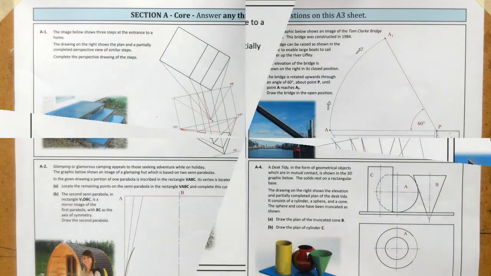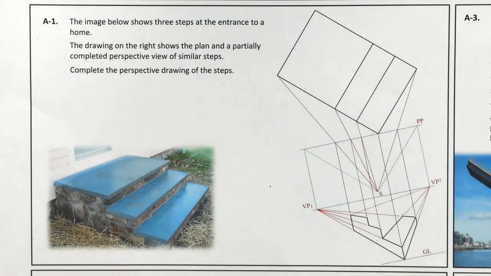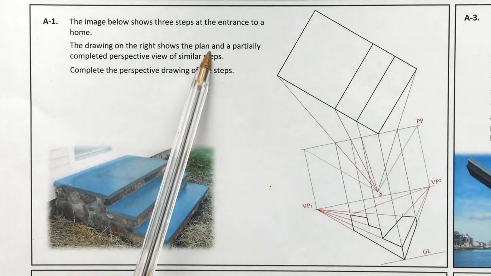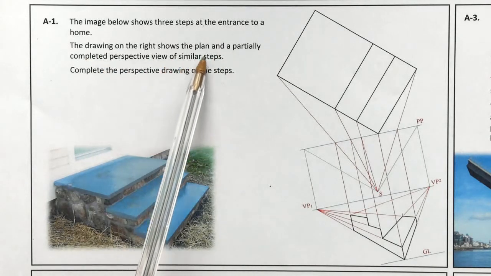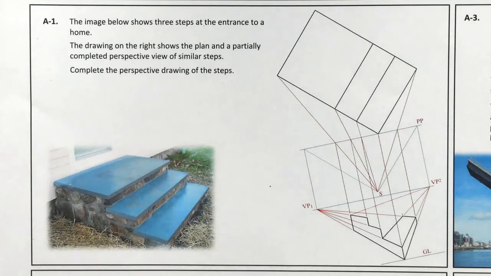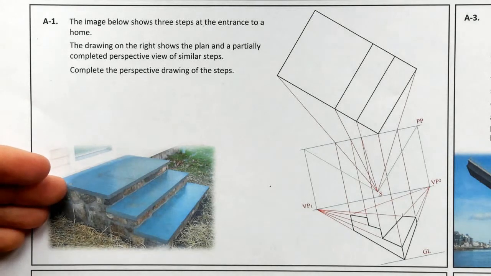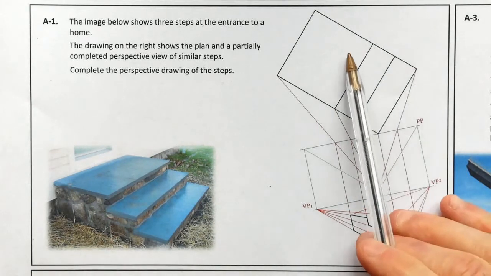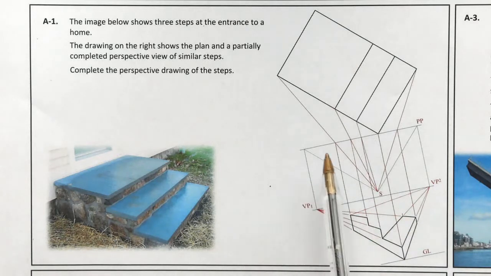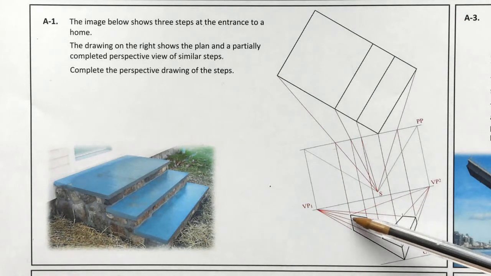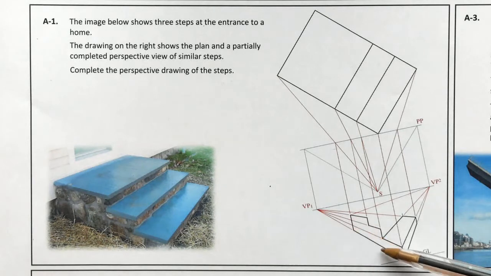Okay. So for question A1, it says the image below shows 3 steps at the entrance to a home. The drawing on the right shows the plan and a partially completed perspective view of similar steps. Complete the perspective drawing of the steps. Okay, so you can see here they've given us a real life image of the steps, and over here is the plan view of the steps. They've set up our picture plane, our ground line, and our horizon line with our 2 vanishing points VP1 and VP2 on it. And obviously you can see that they have the partially completed step figure done, and all we have to do is complete the rest of it.